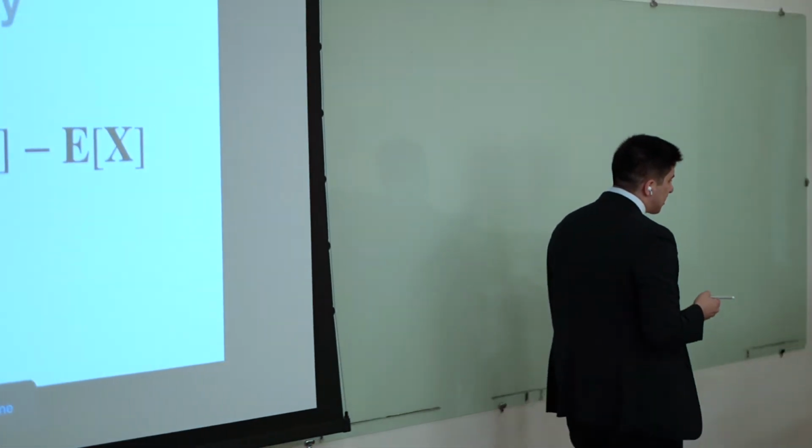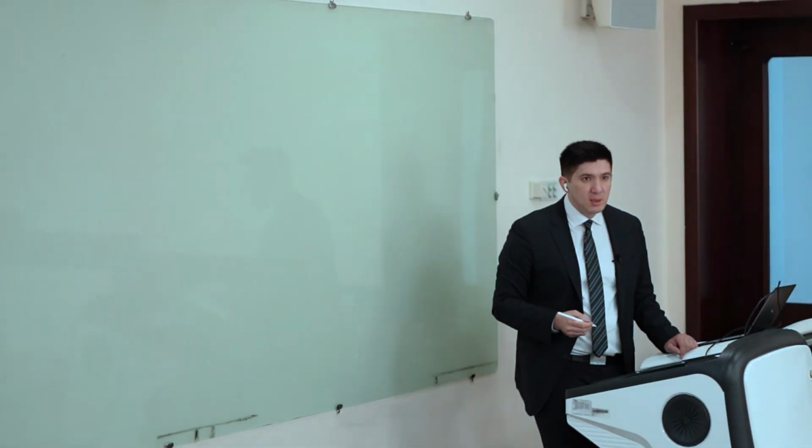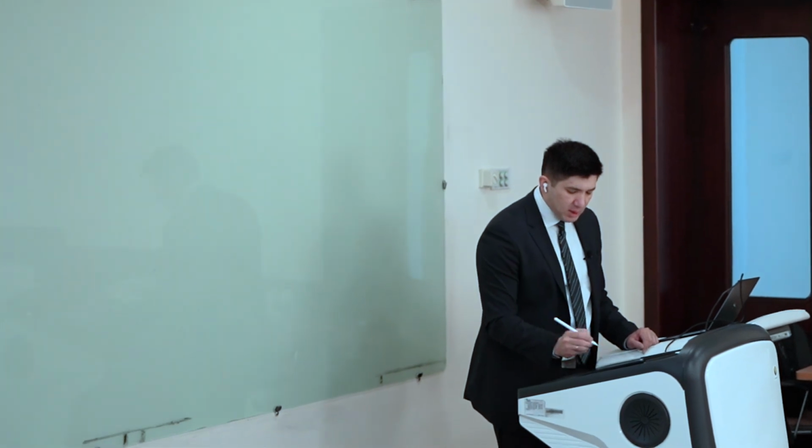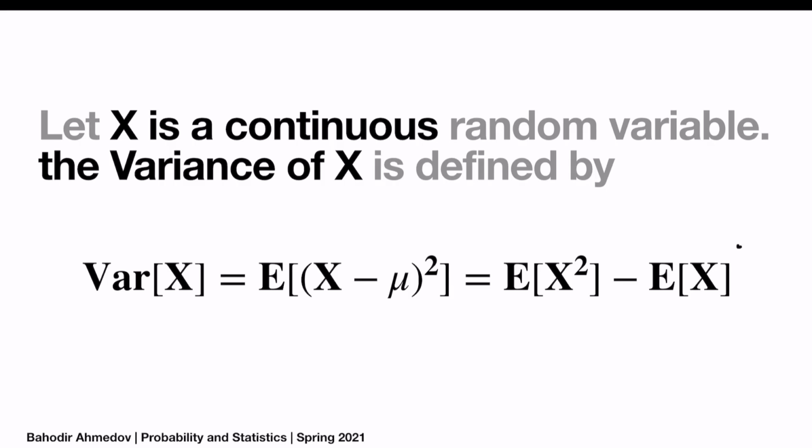So E of X squared minus E of X. Can you find a mistake here, the typo in this formula? The square is misplaced here, right? It is E of X squared minus E of X, all squared. So let's do a small exercise.